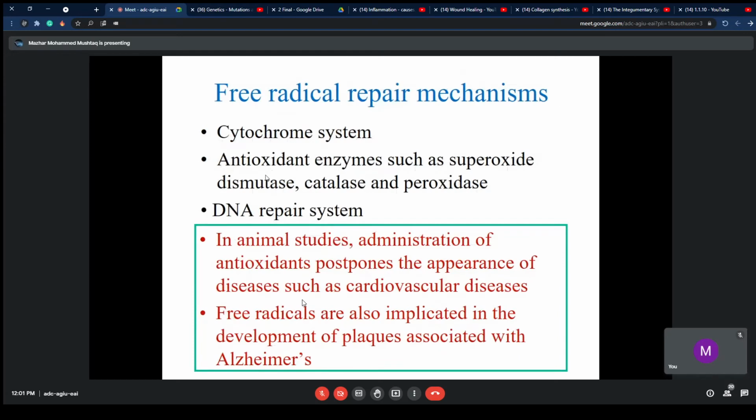Free radical repair mechanism, as we have just discussed, there is a proper mechanism for that. For example, we have a cytochrome system in our body that would detoxify the free radical produced. Antioxidants are there: superoxide dismutase, catalase. These are all the enzymes which are present in the cell or extracellular space, and even in the blood also, and they would detoxify if there is a free radical present around in the cell, in the extracellular space, or in our circulatory system.